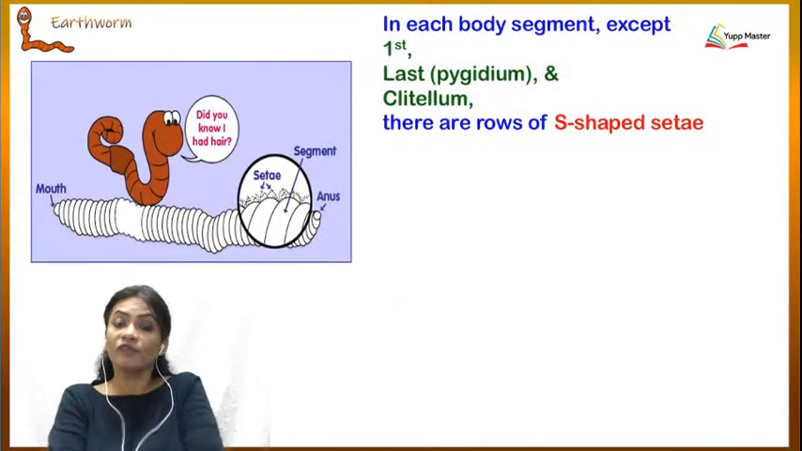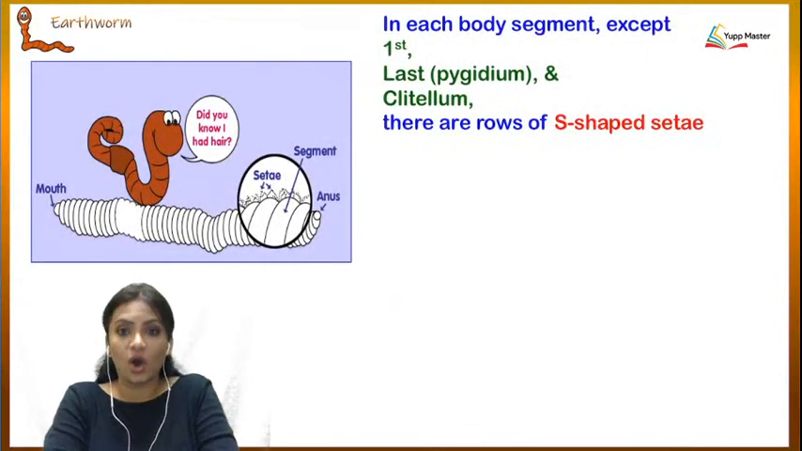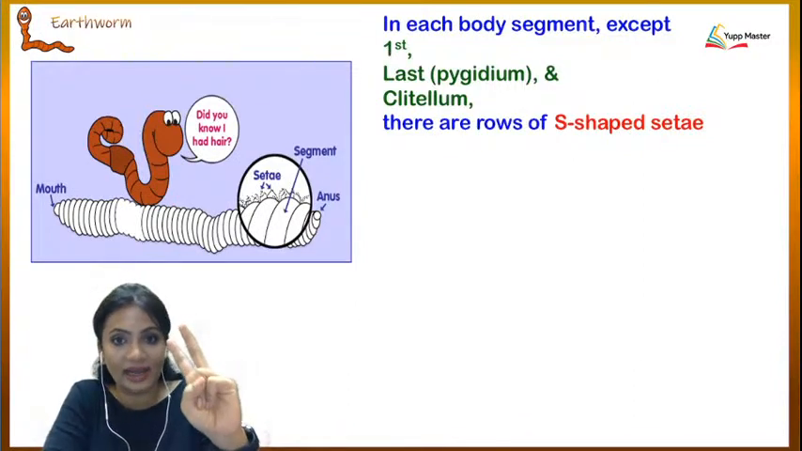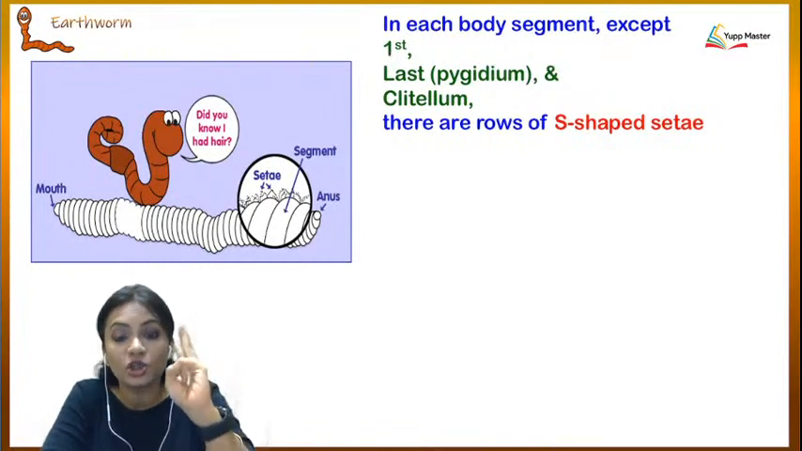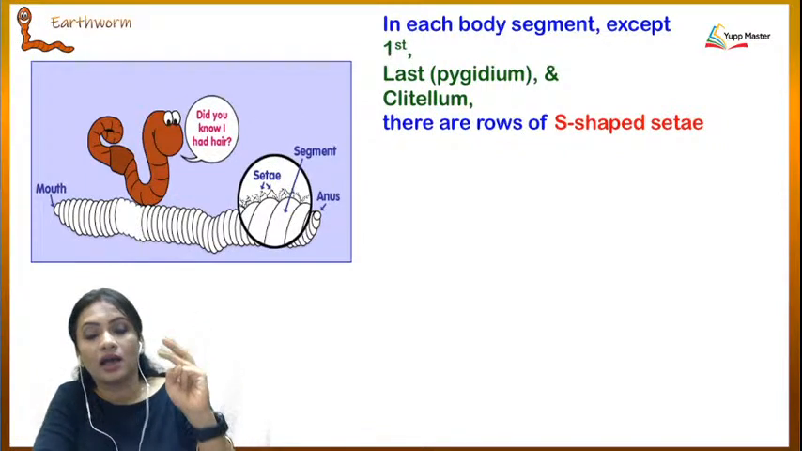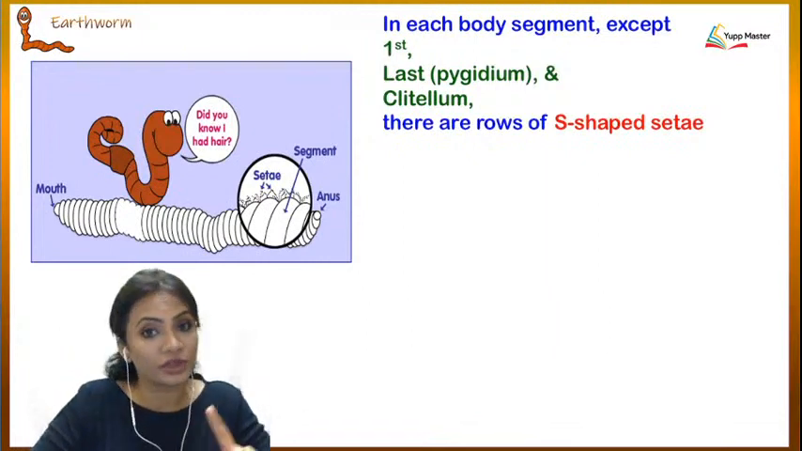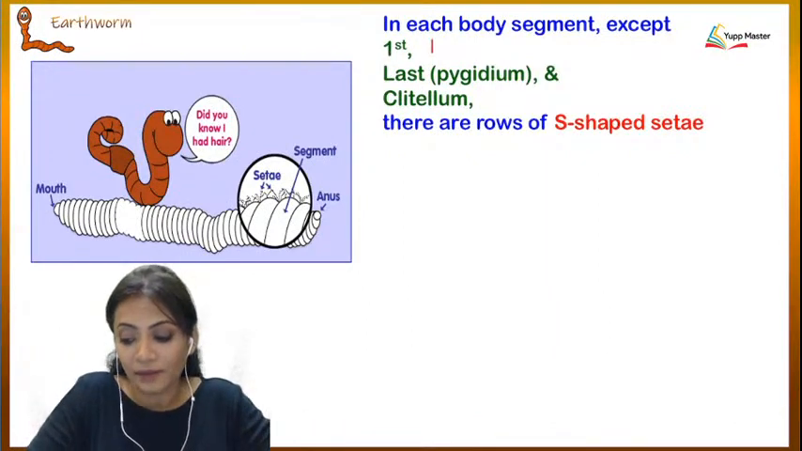Then we also see that on each and every segment except the first segment, except the last segment, and except on the clitellum. Okay, so 3 exceptions: the first segment, the last. Remember the first segment. What was that first segment called? Anyone remember? It was called the peristomium.